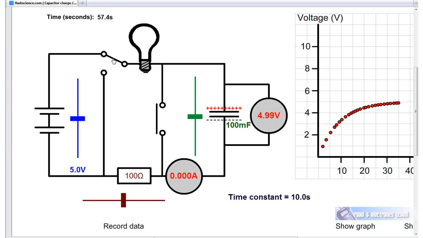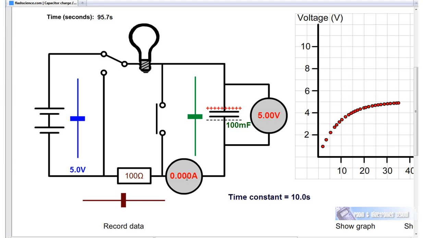Now I can do one other thing. I can move this switch down to this position. If I move this switch down to this position, I'm disconnecting the battery, and the capacitor can now discharge from negative. It will flow through the ammeter, through the 100 ohm resistor, through the switch, across here. The lamp will light up and electrons will come back to the positive terminal of the battery.